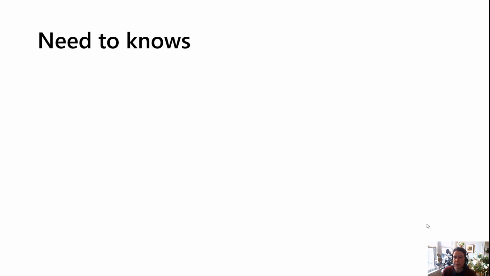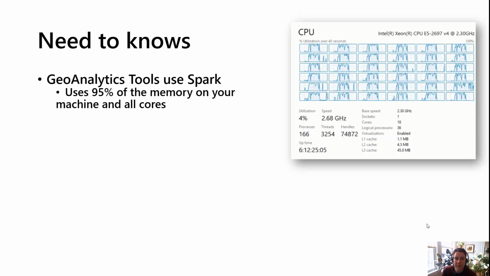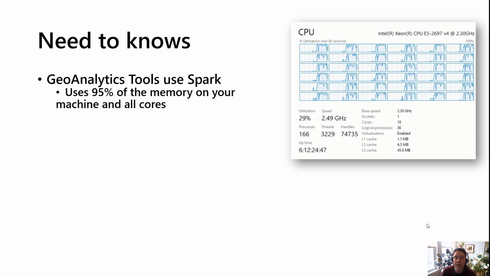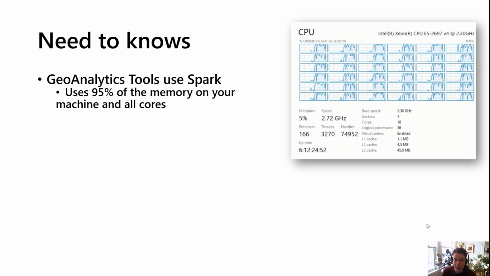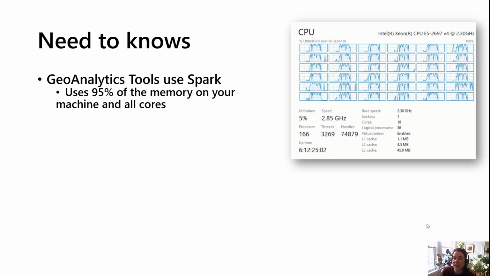I've already mentioned they're based off of Spark. So there are some things that are required knowledge about how Spark runs and how we can manage the amount of cores and memory used. GeoAnalytics tools use Spark, and by default it uses 95% of the memory on your machine and all of the cores. Here on the right, you can see all of the cores I have on this huge machine. This is not a realistic machine. We do not expect you to have 36 processors on anything you're running analysis. But when I run a tool, you can see that the analysis is distributed across all of those cores.